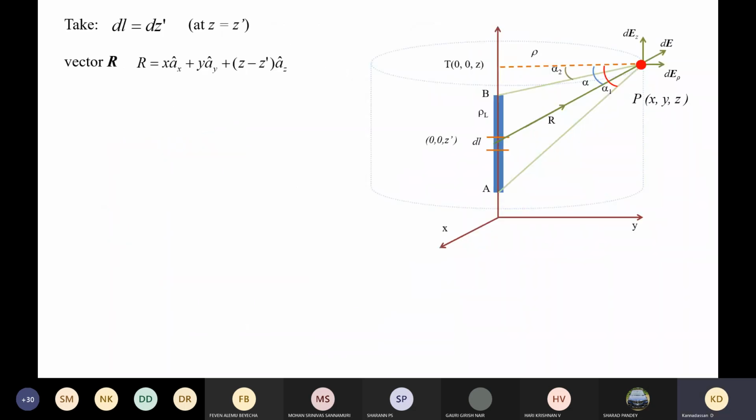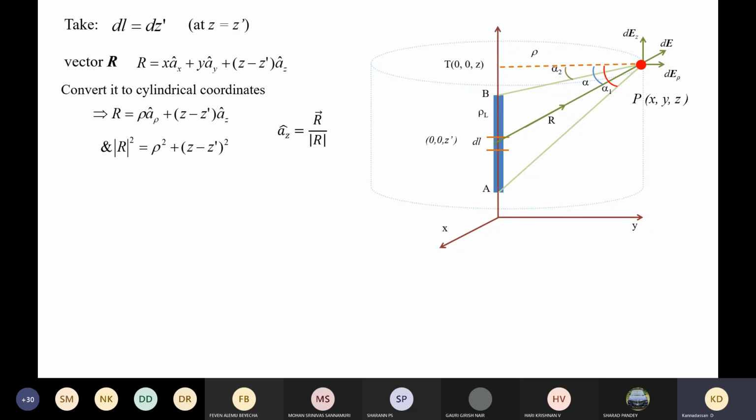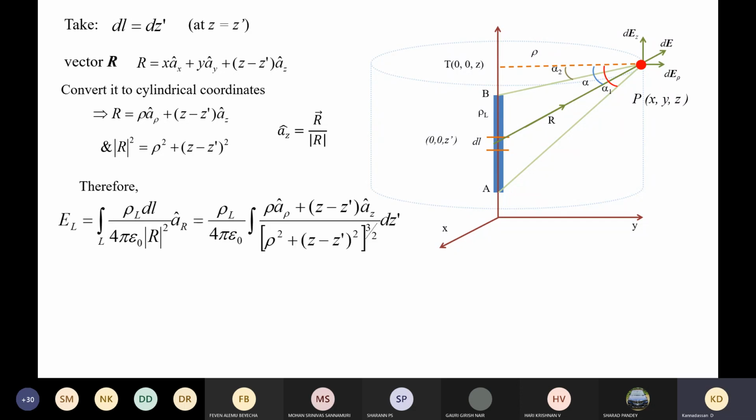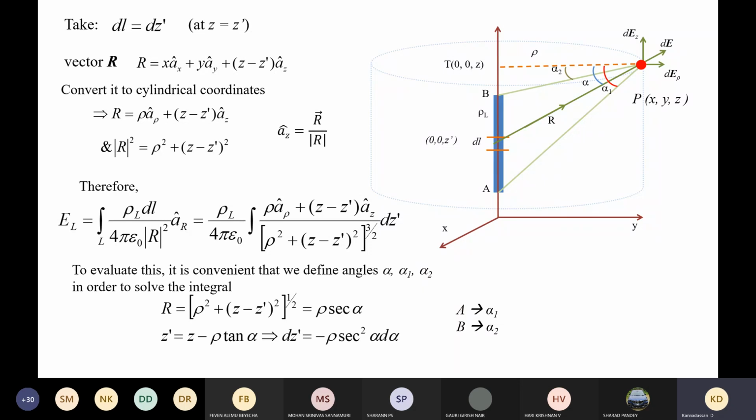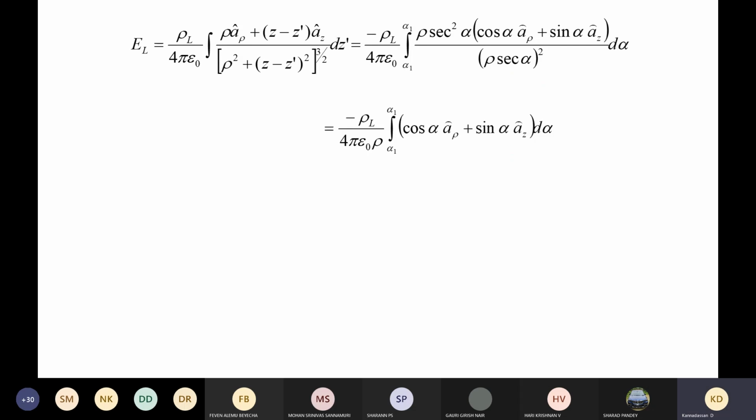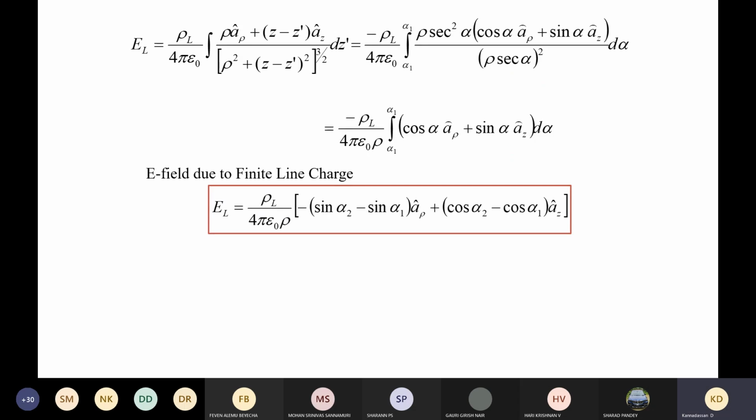So we started with the basic definitions, and we converted that into an easier workout by converting it to cylindrical coordinates, and then we calculated the electric field in terms of that. We did some mathematical workout, and finally we got the electric field due to a finite line charge. Here the XYZ axis is completely gone, and you have only these vectors.